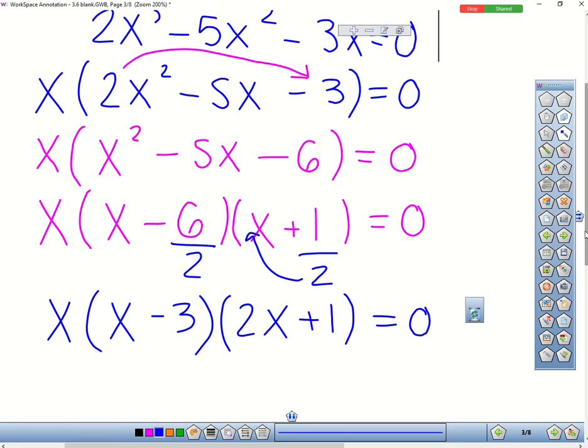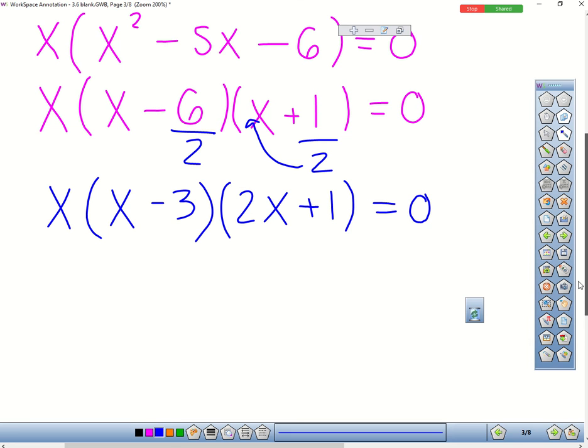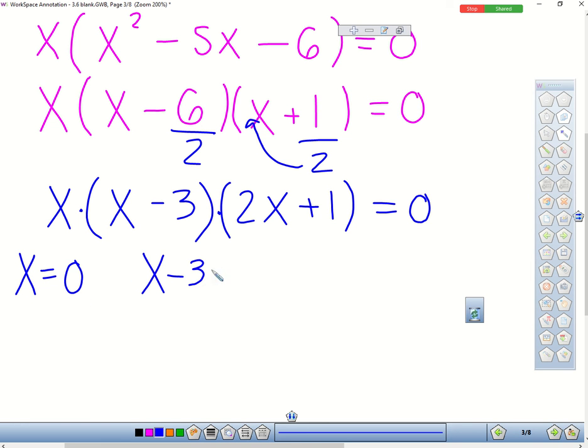Now from here, this is where the steps are new. We factored it completely, but now we want to find the zeros. The zero product property says if we have n products, however many products, we can set each of those products equal to 0. So that's going to be x equals 0, x minus 3 equals 0, and 2x plus 1 equals 0. And then we can solve it.